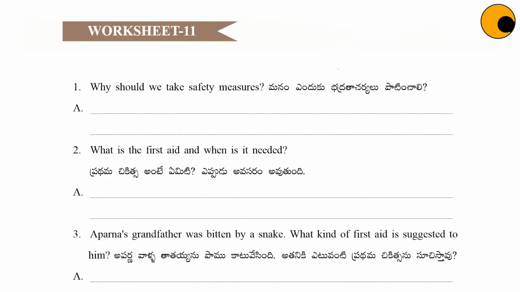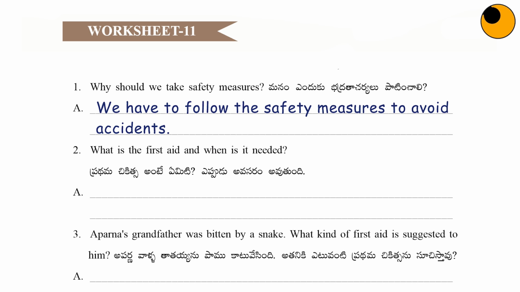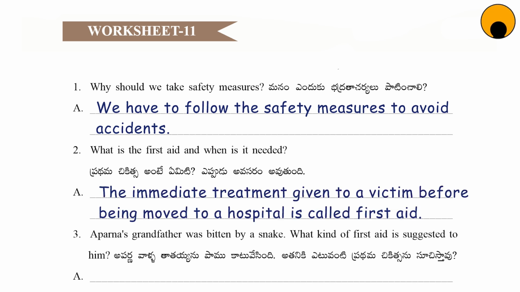Worksheet 11. Why should we take safety measures? We have to follow the safety measures to avoid accidents. What is first aid and when is it needed? The immediate treatment given to a victim before moving to a hospital is called first aid.